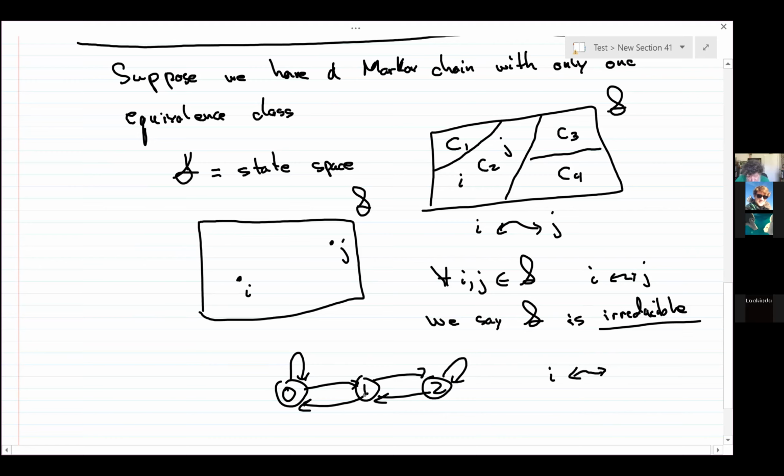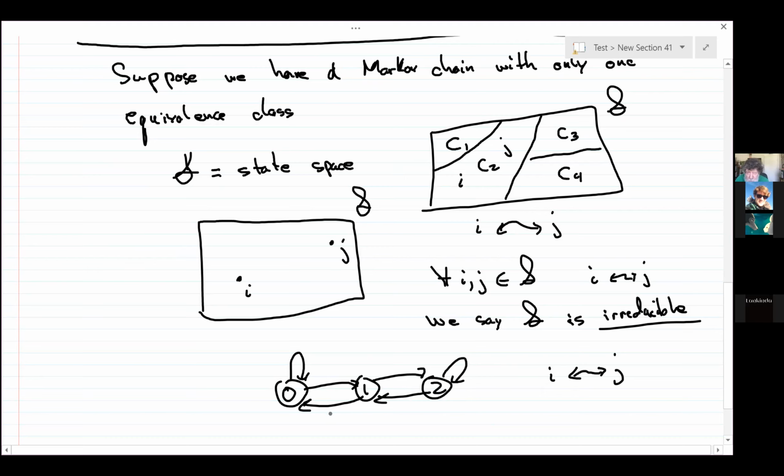no matter what i and j you pick. If you pick 0 and 1, it's clear that 0 leads to 1, you can get there in 1 step, and 1 leads to 0, you can get there in 1 step. And if you pick 0 and 2, you can get from 0 to 2 in 2 steps, so 0 leads to 2. Similarly, 2 leads to 0 because you can get from here to here in 2 steps.